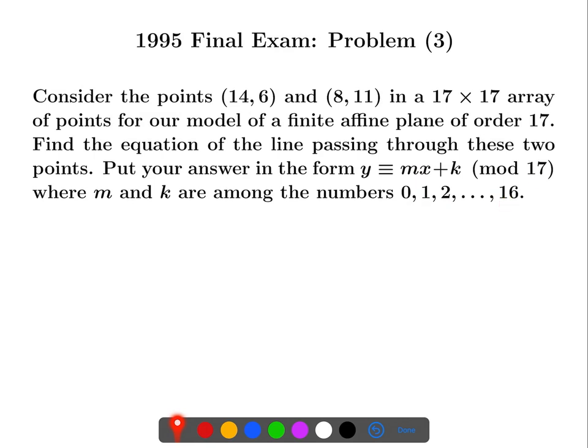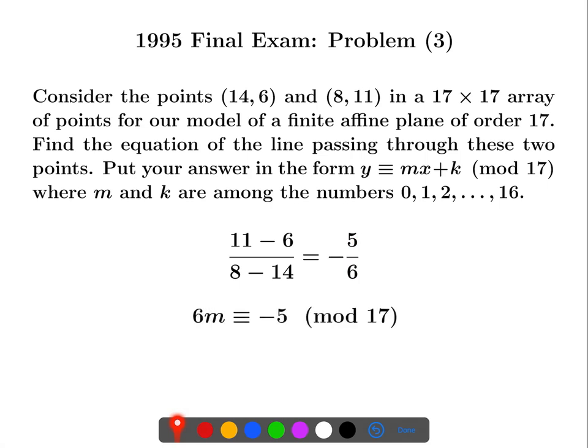Just like an earlier problem we looked at in this lecture, we want to do this like we would with regular algebra. If I asked you for the equation of the line passing through these 2 points, the first thing you should do is find the slope. The slope is 11 minus 6 over 8 minus 14, the difference in the y's over the difference in the x's. So we're going to have 5 over minus 6, or minus 5/6. We don't want to work with fractions in modular arithmetic, so I will say this is m, and rewrite this as 6m is congruent to minus 5 mod 17.